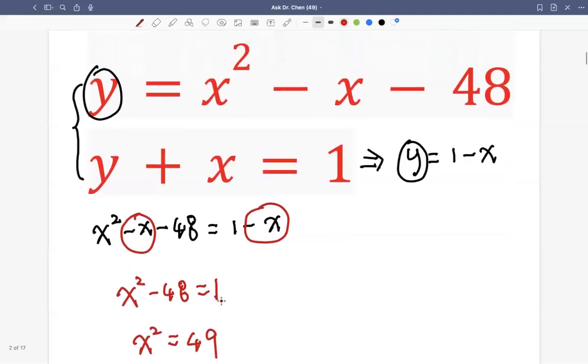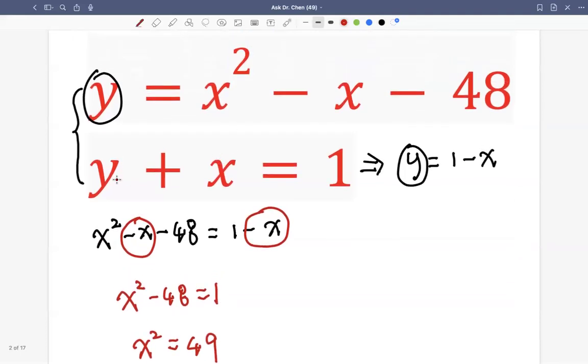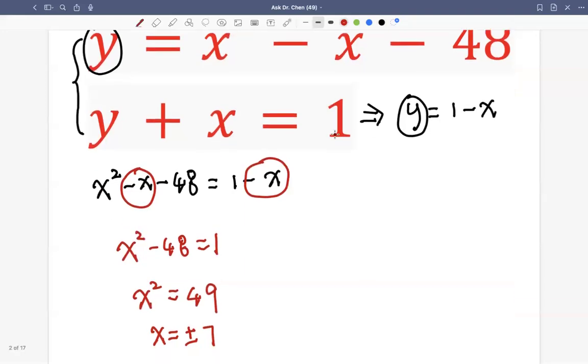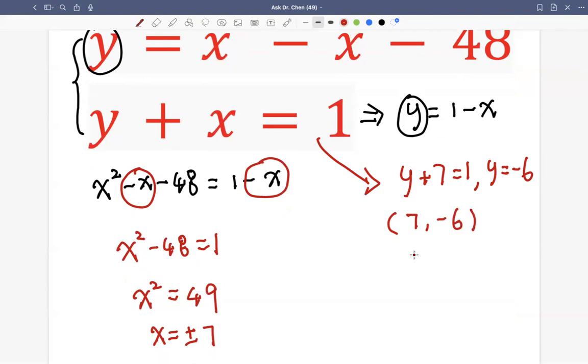So if x equals 7, let's plug into the second equation. So y plus 7 equals 1. That gives us y equals 1 minus 7, which is negative 6. So we get one solution. If x is positive 7, y equals negative 6.